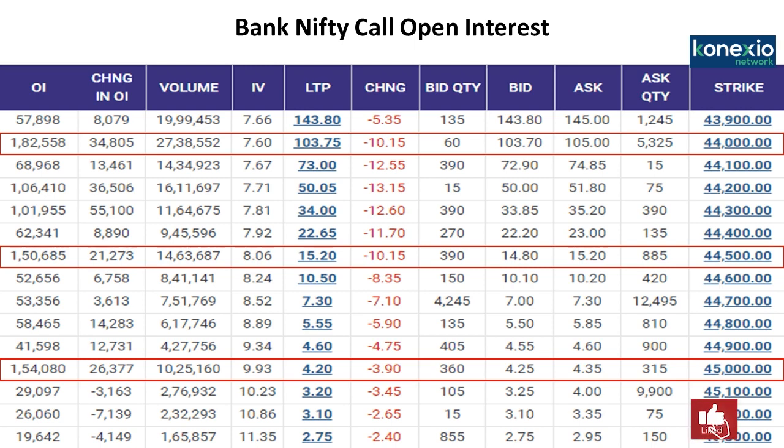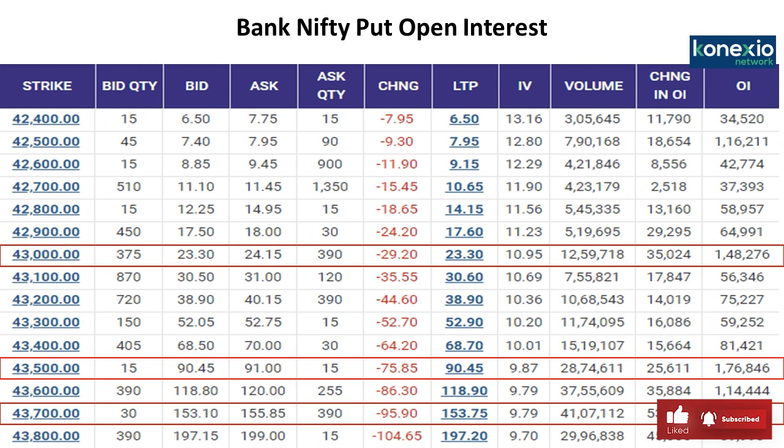Now, friends, let us discuss the Bank Nifty put data. You will see on the screen in Bank Nifty puts also the similar kind of pattern was seen. There has been a drop in the option premiums. Now you can see the action was seen in 43,700 puts, then 43,500 puts, and then 43,000 puts. Here you can see there has been a significant drop in the option premium.